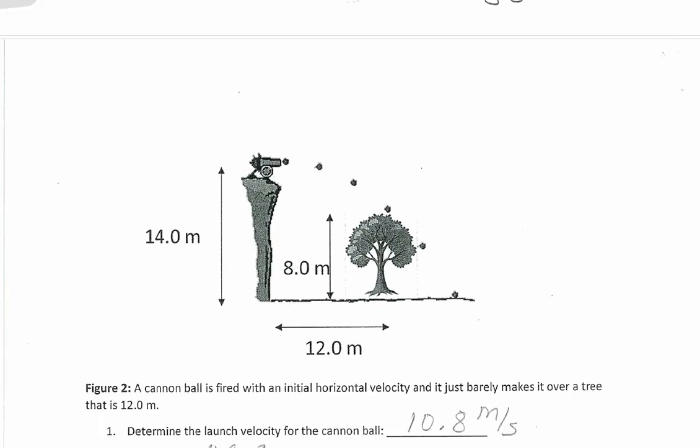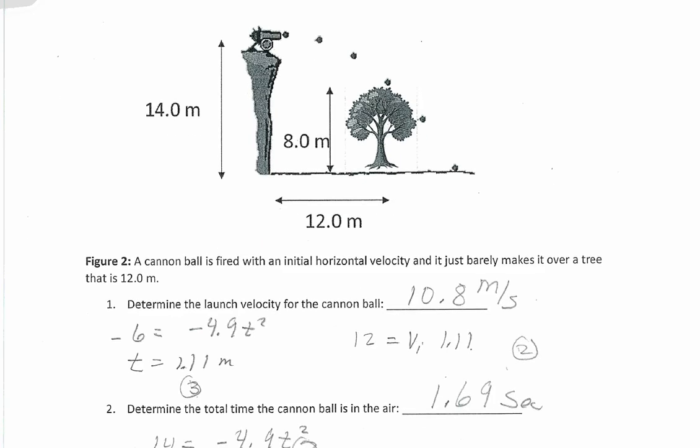Next question here. We have a cannonball fired with an initial horizontal velocity, and it just barely makes it over a tree that is 12 meters away. So here it is at 12 meters away in the x direction. It has a height of 8 meters. So we want to figure out the launch velocity. Now this is an x direction velocity only, so there is no y direction initially.